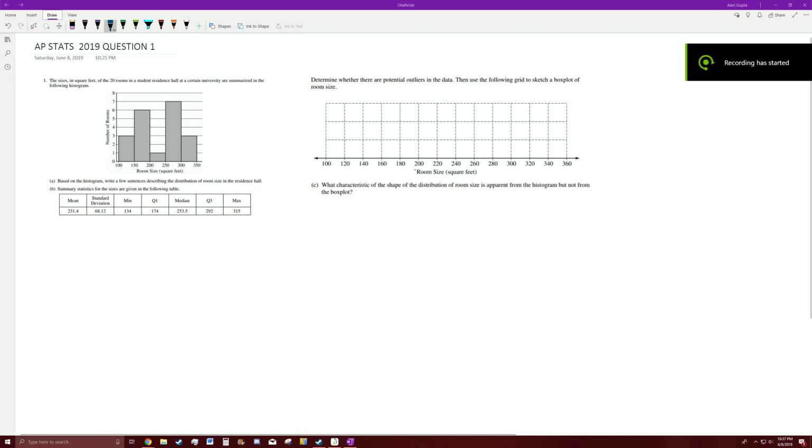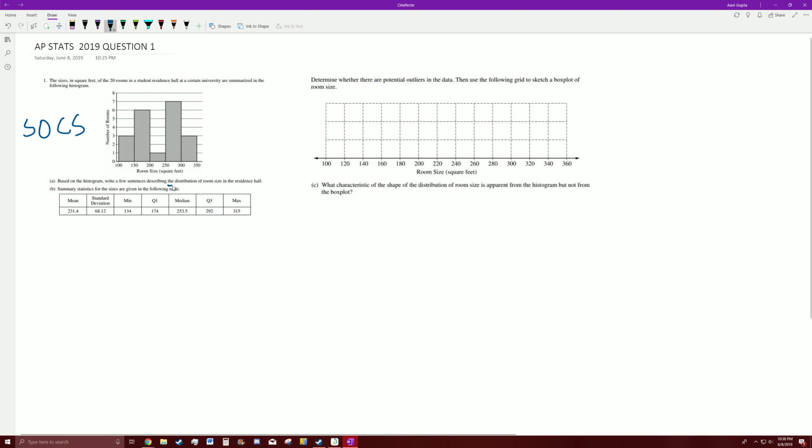Alright, so today we're looking at AP Stats question 1 from the 2019 exam. The sizes in square feet of the 20 rooms in a student residence hall at a certain university are summarized in the following histogram. Part A. Based on the histogram, write a few sentences describing the distribution of room size in the residence hall. Okay, this is univariate data, so we're going to use SOCS.